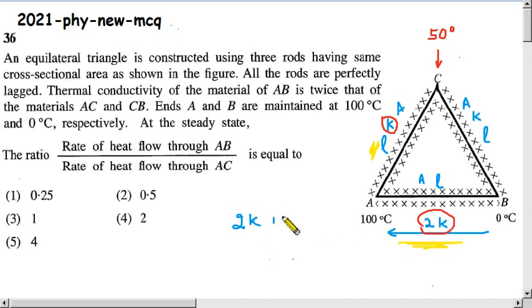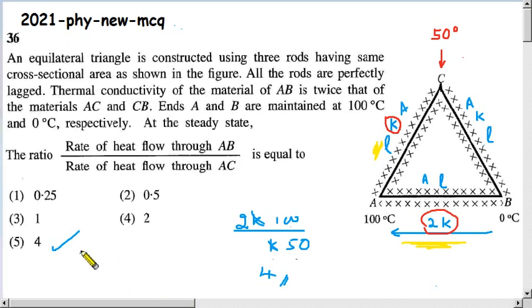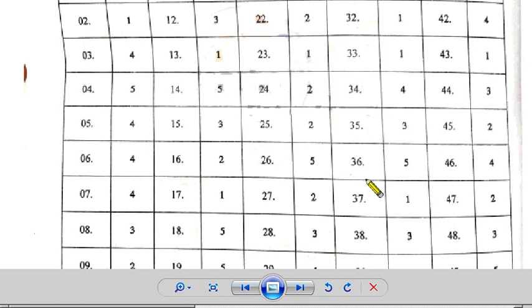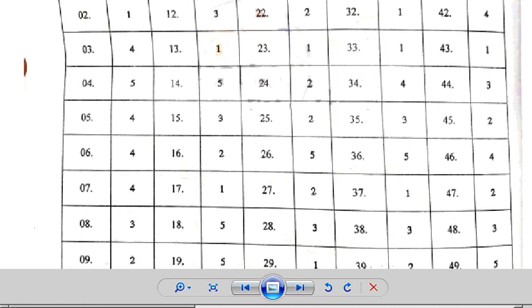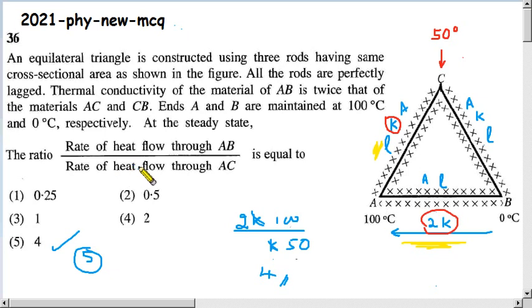So temperature difference 100. Cross-sectional area cancels. Divide by here, then K, K, temperature difference is 50. That's all you have to write. Then K cancels. 200 divided by 50 is 4 times. The answer is 4. So this one is the answer, the fifth one. So question number 36, let us check it. 36, 35, 36, the fifth one is the answer, correct. So that is how we have to do it.